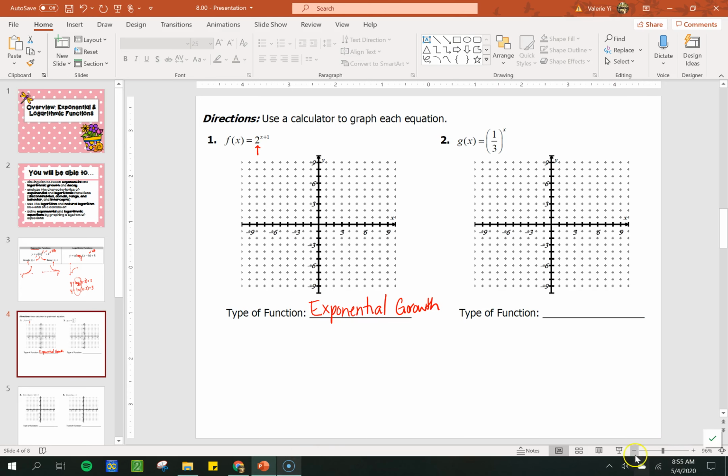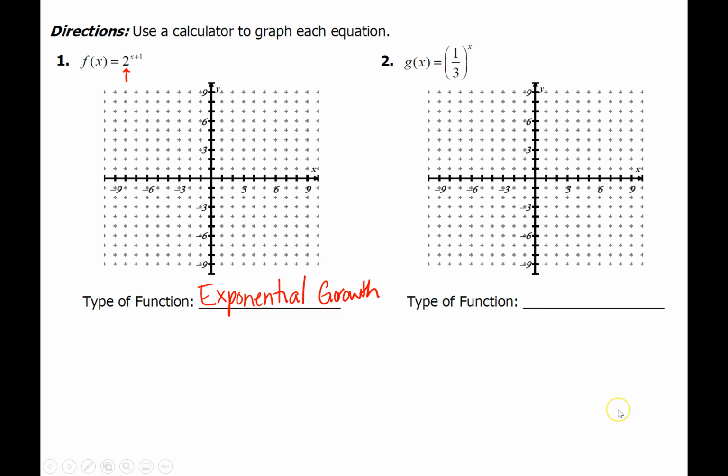So let's get a rough sketch on our board here. We had (-1, 1), (0, 2), and (1, 4) as points, and that asymptote was at 0. So we have an exponential function that looks like that.